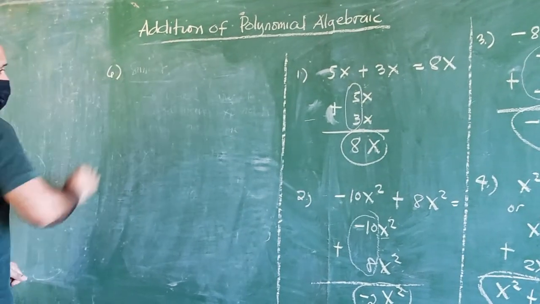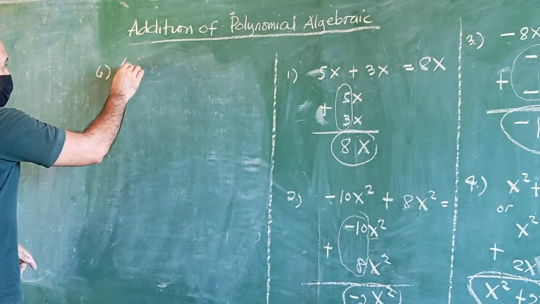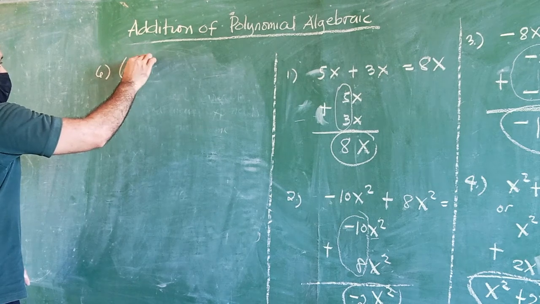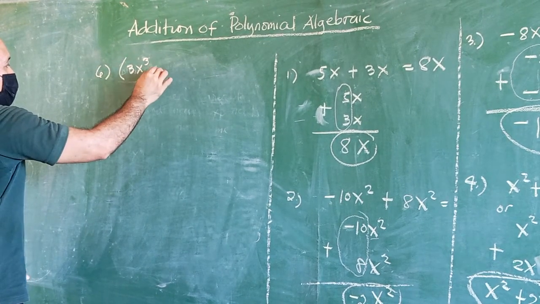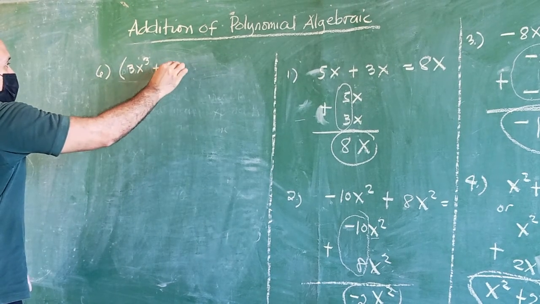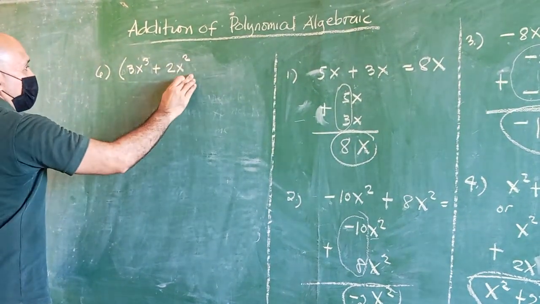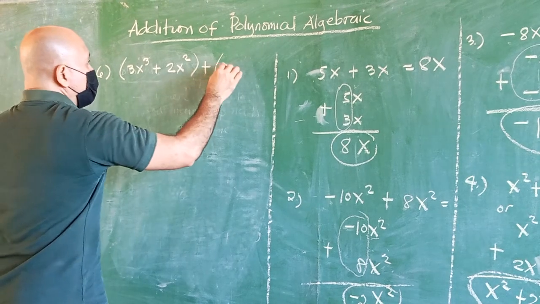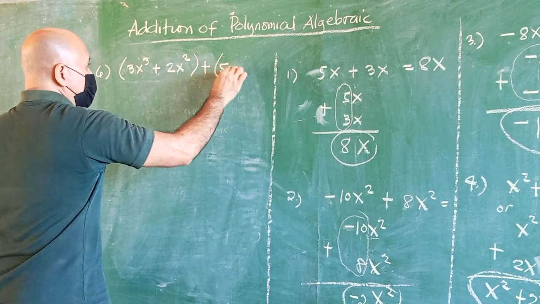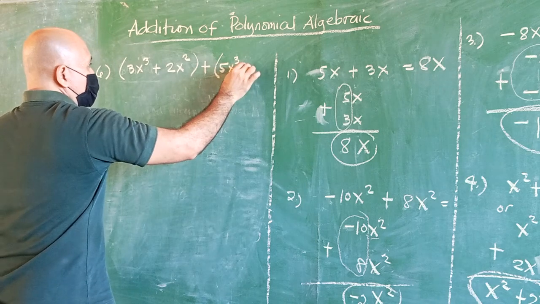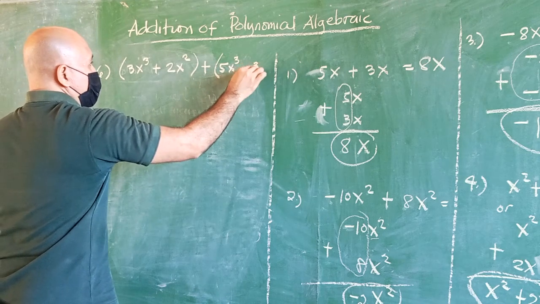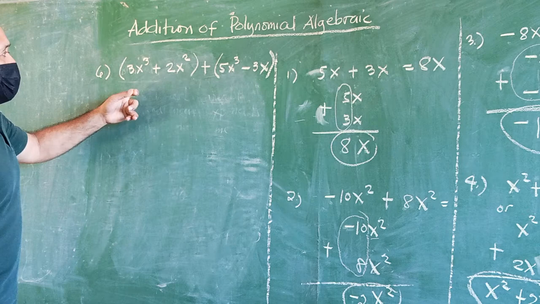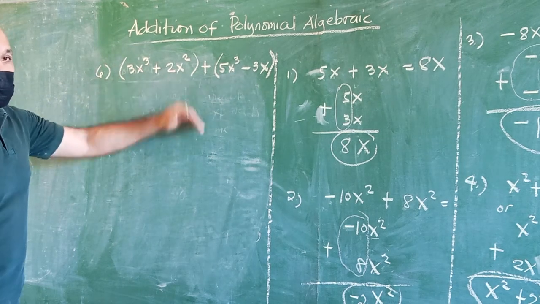Another example we have, supposedly we have 3x cubed plus 2x squared, and then plus 5x cubed minus 3x. The two given addends are still considered as binomials, or the addition of binomials.